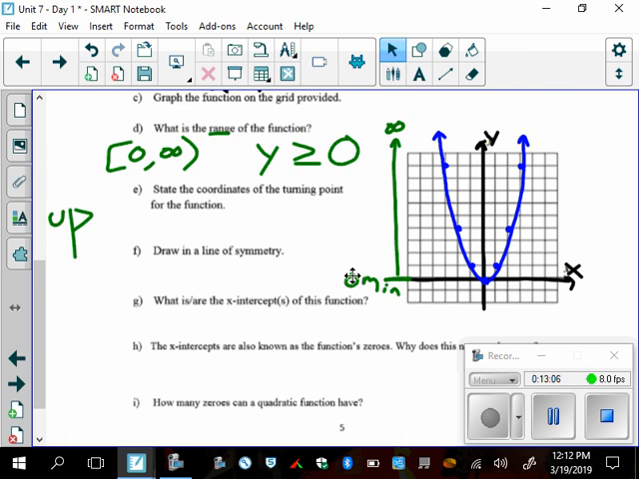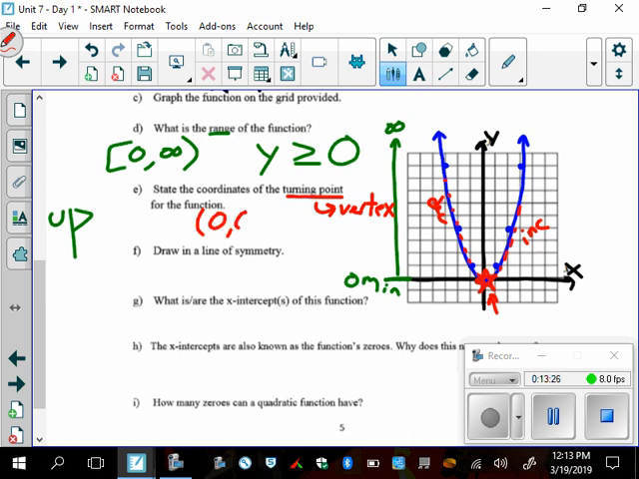Now we're going to start learning vocabulary. The turning point is another name for the vertex of a parabola, which is this point right here. Okay, and it's called turning because we're changing from decreasing and then going up to increasing. So the turning point for this would be 0, 0.